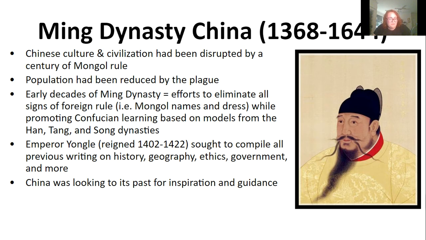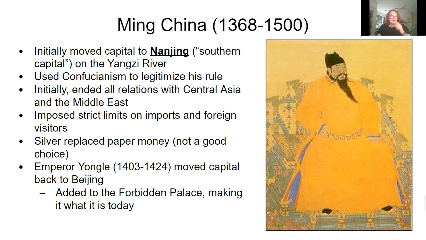And they started to promote the Confucian learning again, those models that we saw in the Han, the Tang, and the Song dynasties. And Emperor Yongli sought to compile all previous writing on history, geography, and ethics, and so much more, because China was really looking to its past for inspiration and how to move forward with its future.